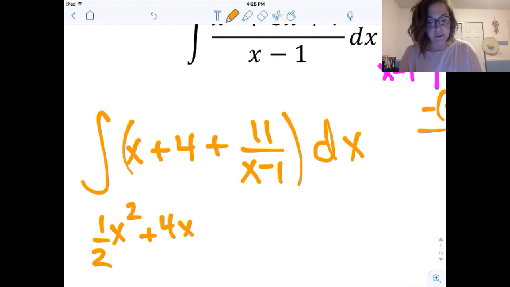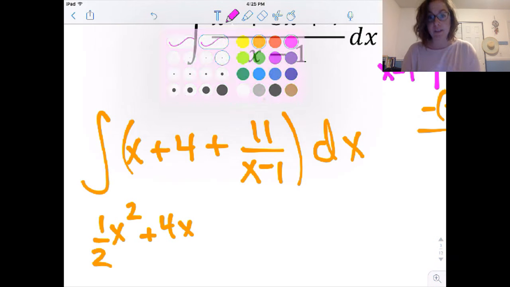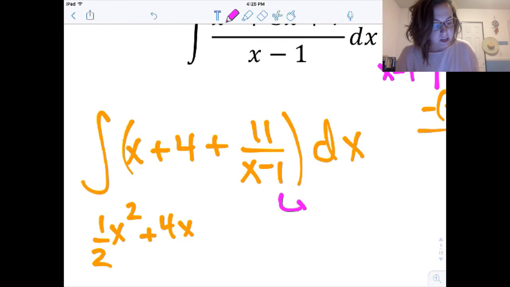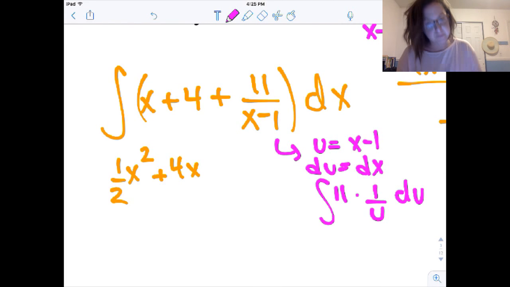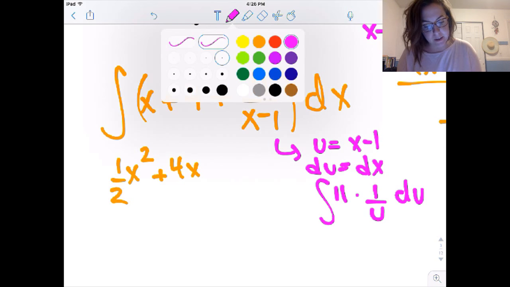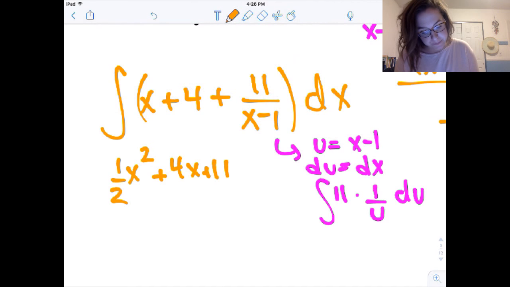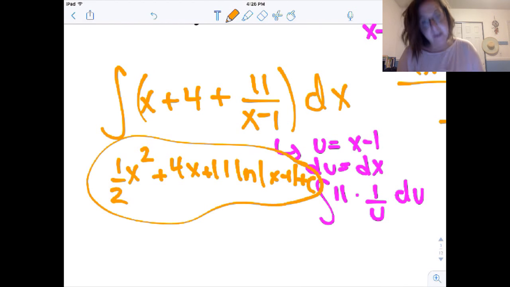I actually think a lot of us are to a point where we could do this in our head. But u here would be x minus 1. du would just be dx. And so this would be 11 times 1 over u du. And so that just becomes 11 times ln absolute value of u, which is x minus 1 plus c. So that is my form for long division.